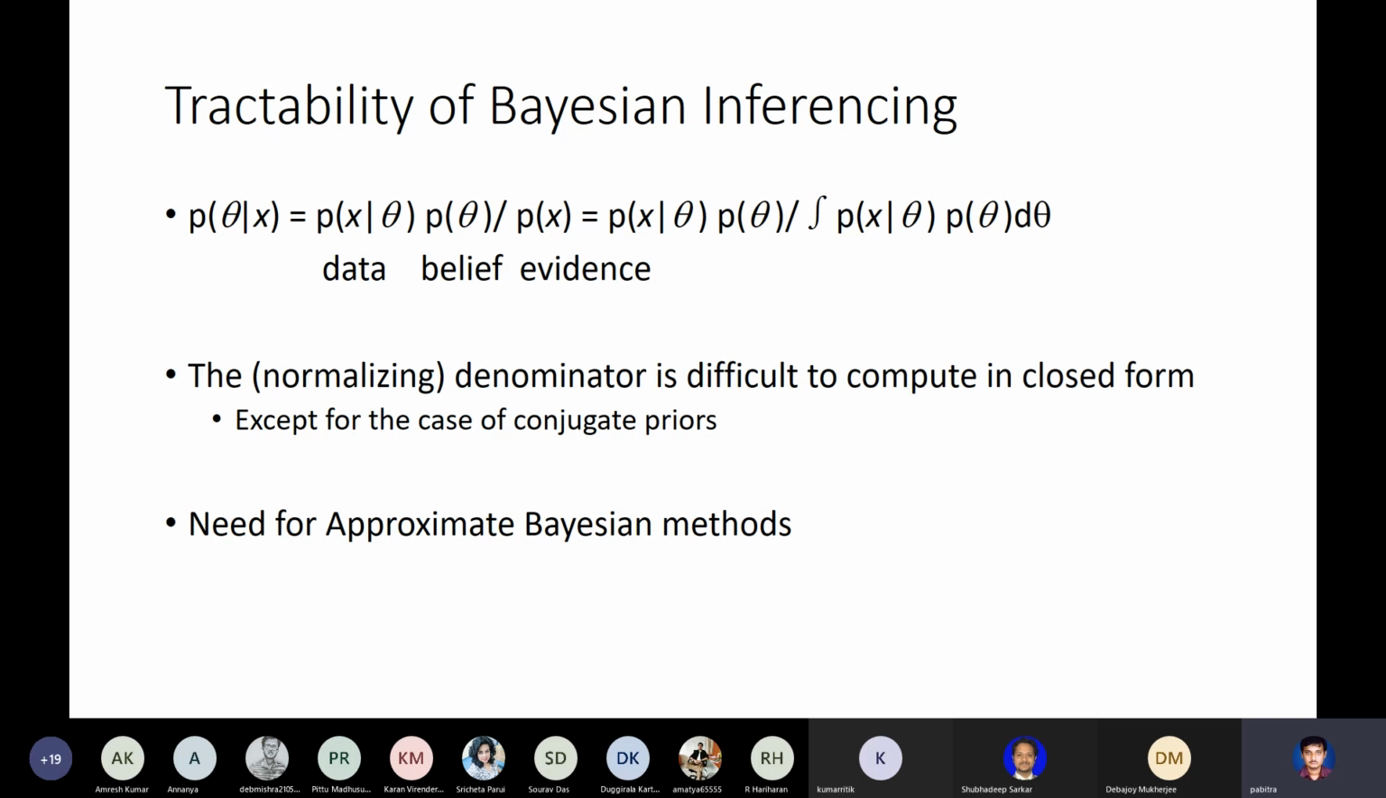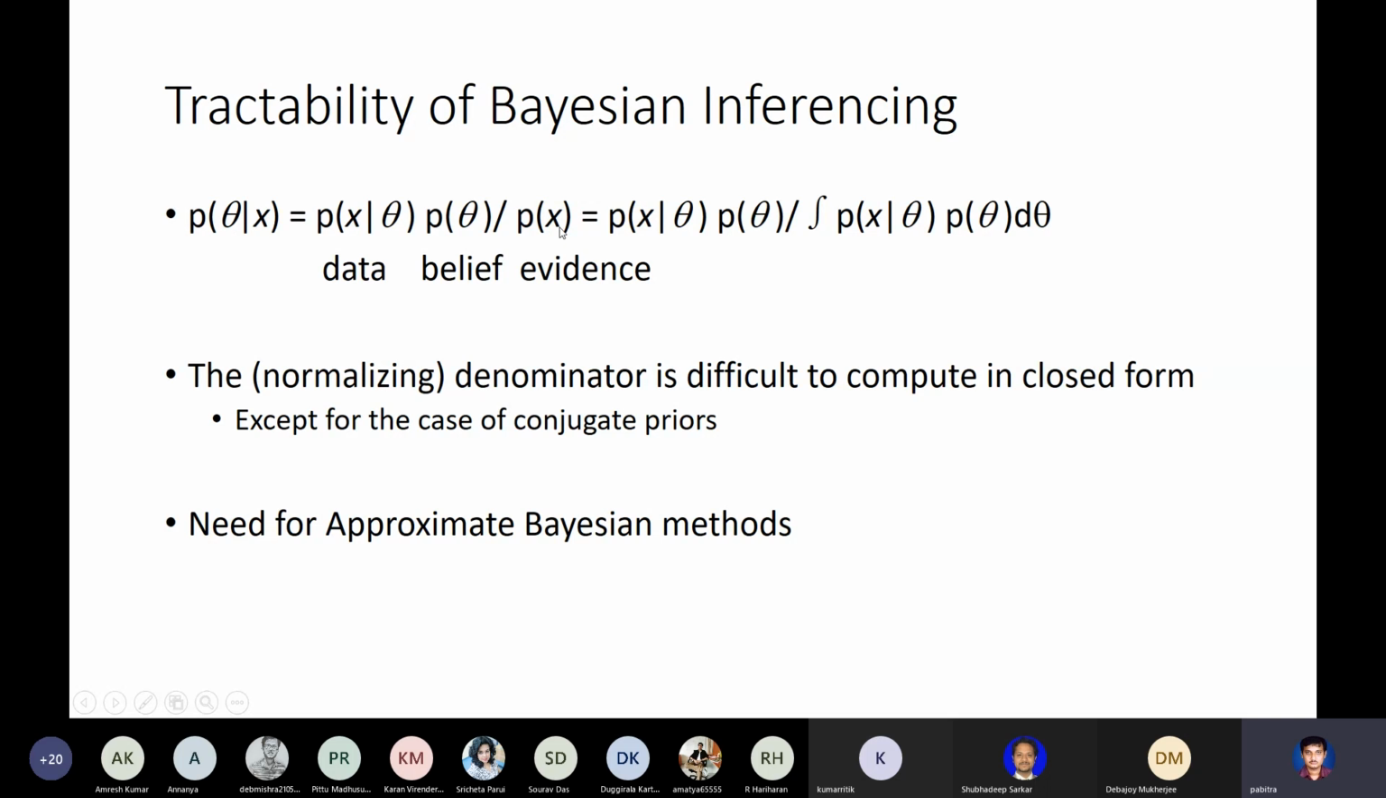Now what I do is that I remove the proportionality and I actually bring in the constant. As you know, by Bayes rule, P of theta given x equals P of x given theta into P theta by P x. So this is the likelihood. This comes from the data. P theta is the belief, the prior knowledge. And the denominator P x is the so-called evidence. Its name is evidence, P x.